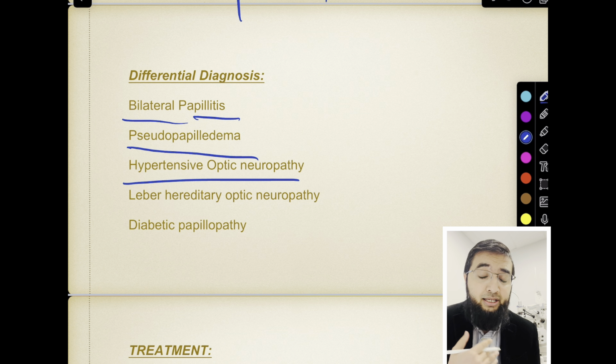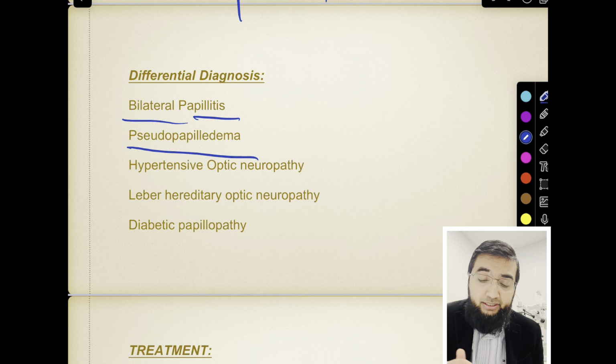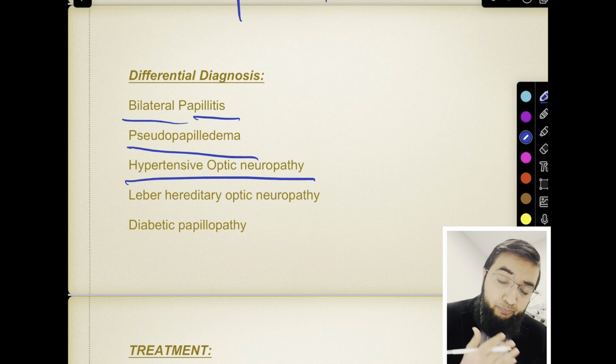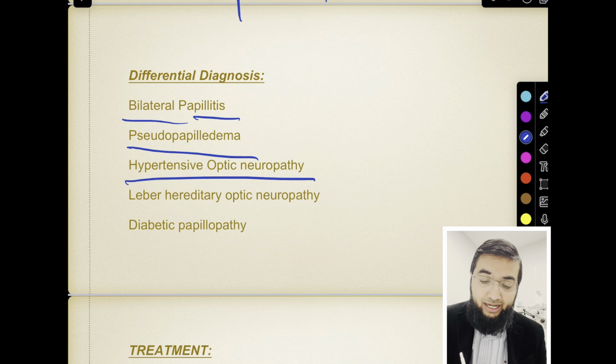The thing is, she has a history of coarctation of the aorta that was treated surgically, and then who knows, it could be because of high blood pressure. She also has high blood pressure. Hypertensive optic neuropathy, so it's important to rule out. It's important to keep all those differentials right there.